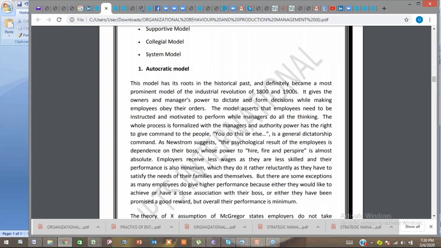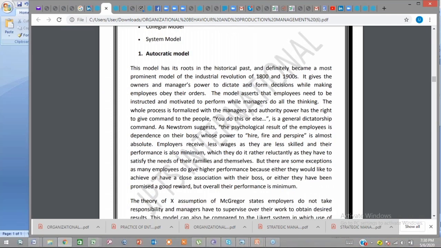But when you hear the word autocratic, it means a singular form of what? Authority. Auto means one, cratic means authority. So when one person is just like the kingship, the Oba will say you must do this, you do this. There is no question, you must obey. The model asserts that employees need to be instructed and motivated to perform while the manager does all the thinking. So the manager does all the thinking and tells the employee what to do. They follow. The whole process is formalized, while the manager and the authority has the right to command the people.